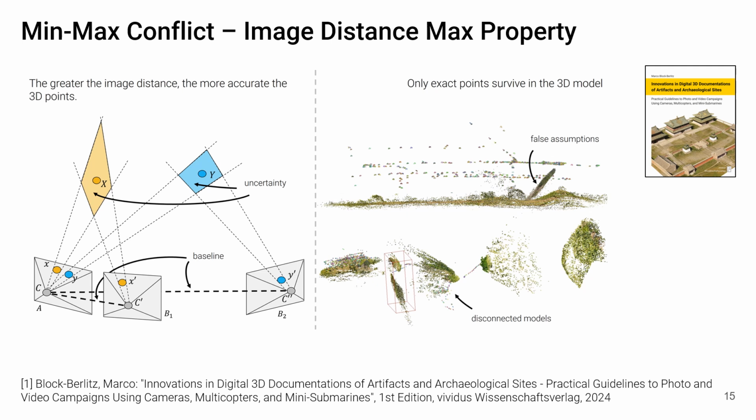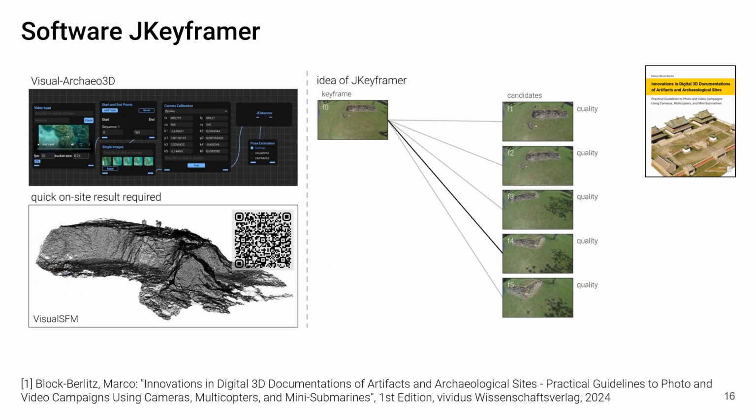The greater the image distance, the more precisely the points can be localized, and only well-localized points will later become 3D points in the model. If we choose too large a distance, incorrect assumptions or disconnected models can result. Over the last more than 10 years, we have developed many algorithms to solve this task, and with Keyframer, we have programmed a stable solution that delivers very impressive image sets.